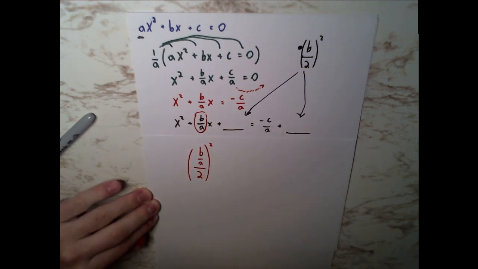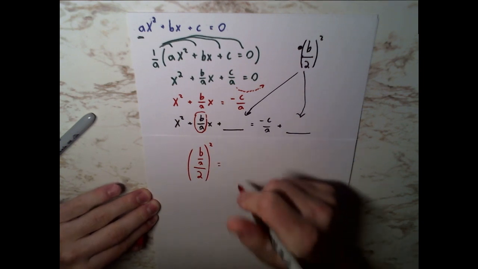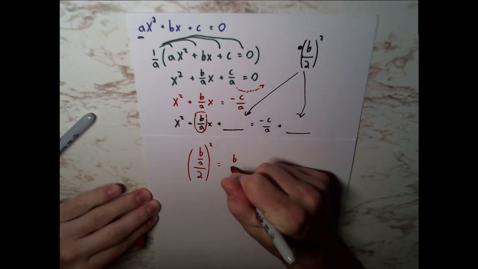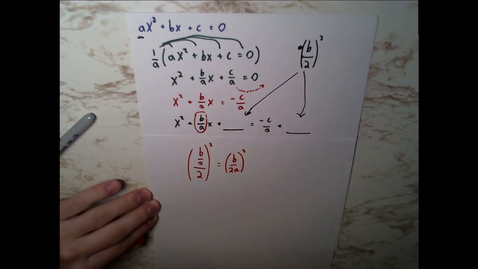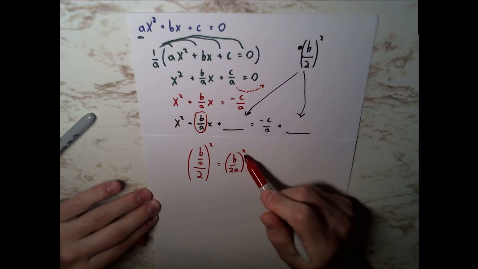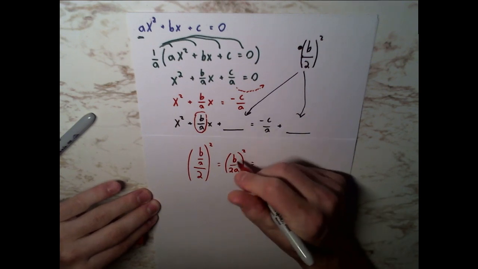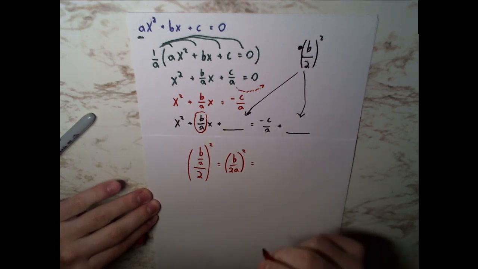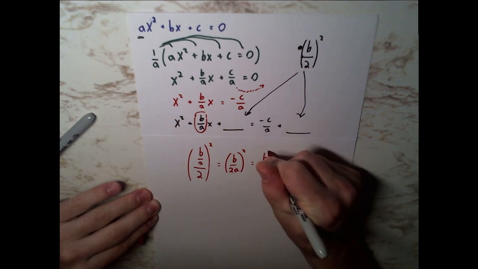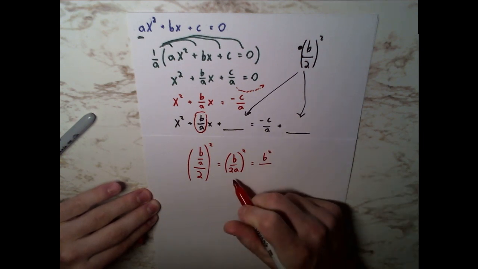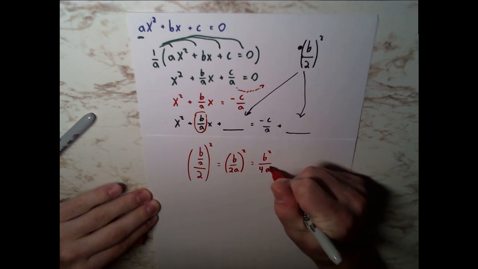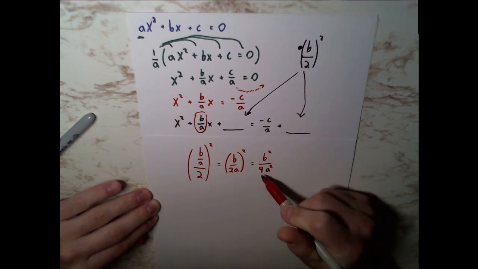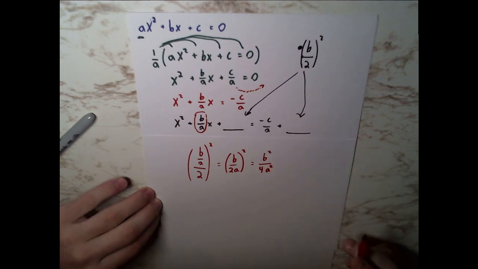So this is what we end up with here. This simplifies to just b over 2a, squared, and then we can move the squared into the fraction here, so we end up with b squared over 2 squared, which is 4 times a squared. So this is what we want to put in our blanks here.